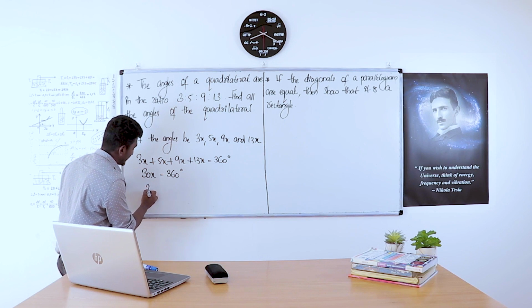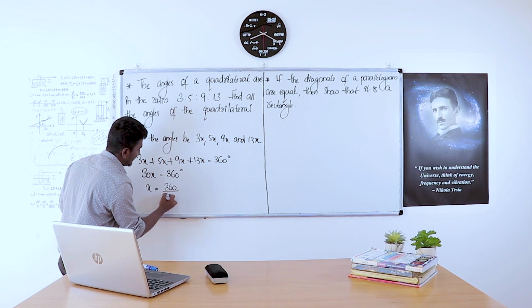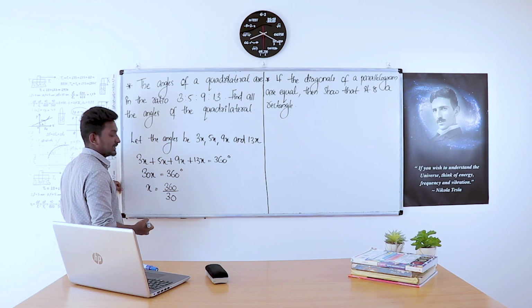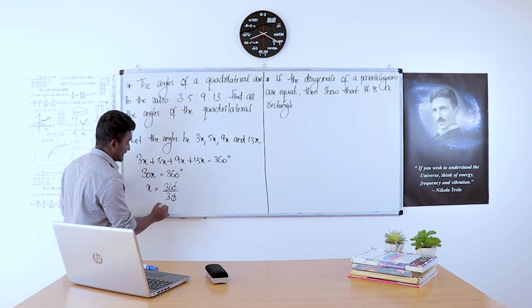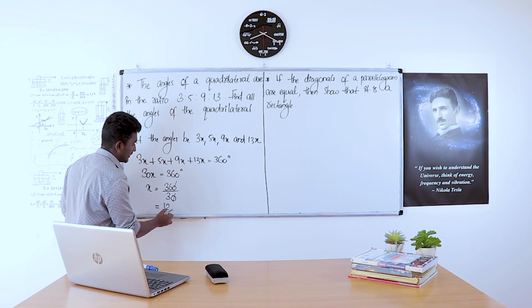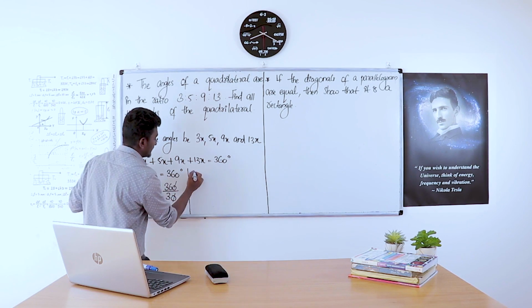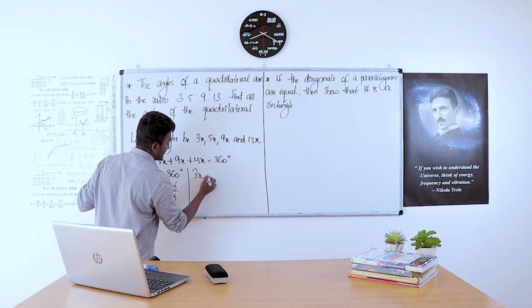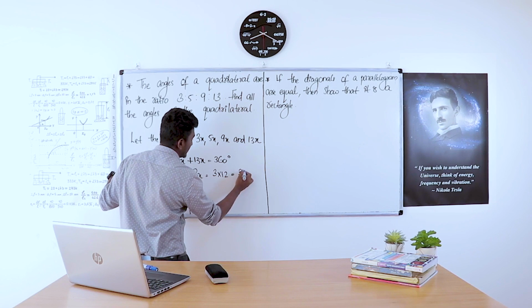Now what is x? x is equal to 360 divided by 30. These zeros can be cancelled. It will become 36 divided by 3. It is 12. Now we got x as 12. Now we can find all the angles. First angle is 3 into 12. 12 into 3 is 36.